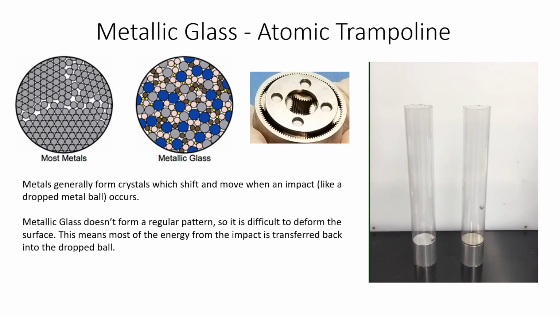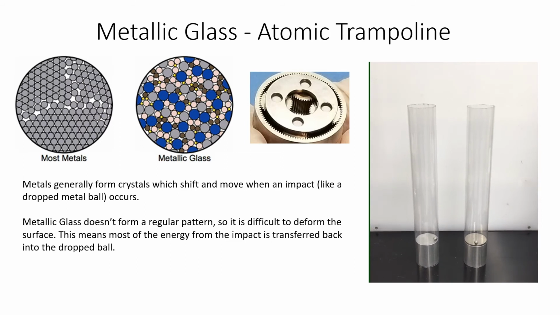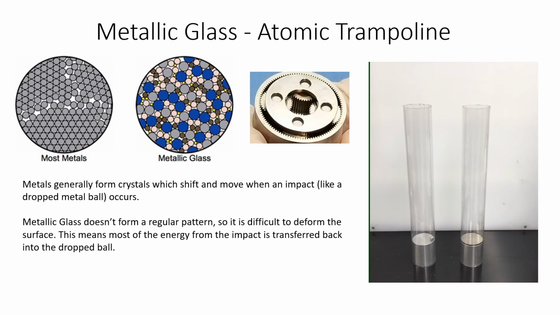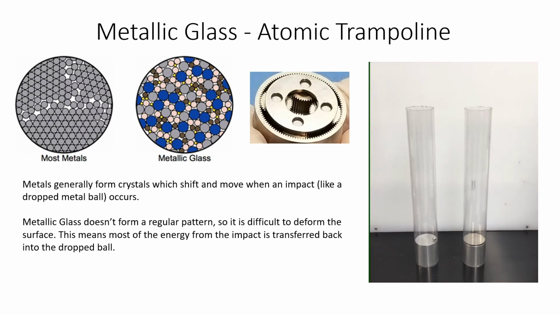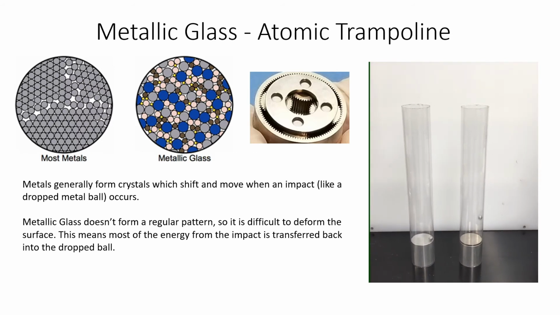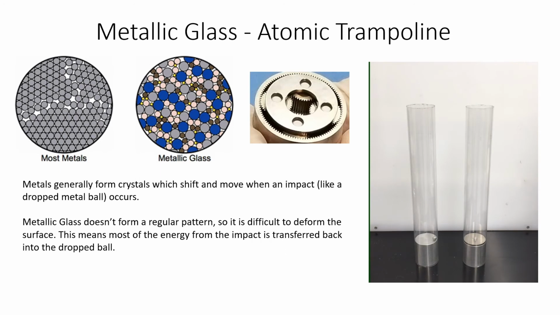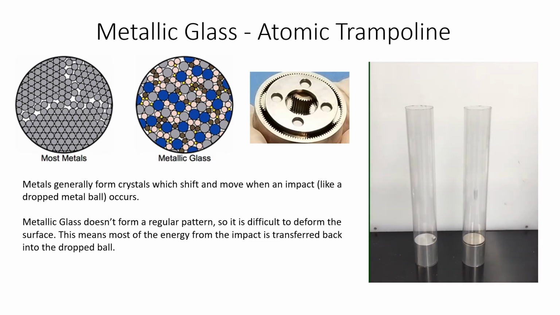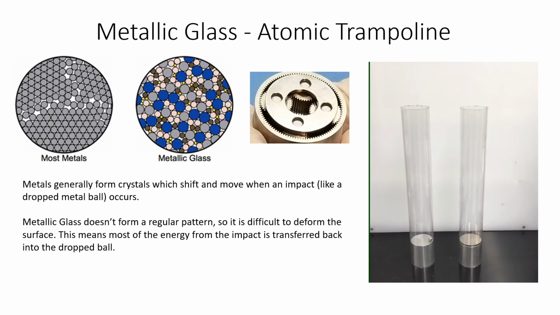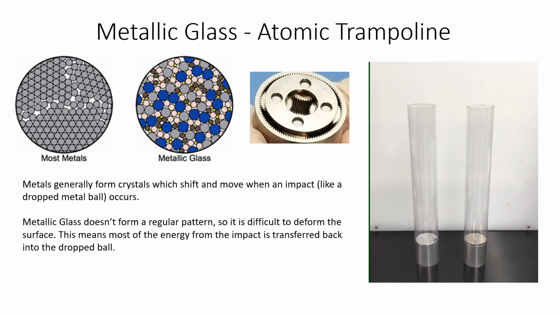For our next demonstration, we have metallic glass, the atomic trampoline. So in the tube on the left, the ball is just bouncing into a regular plate of steel. In the tube on the right, it's hitting a trampoline of metallic glass. Metals usually form crystals, which can shift and move around when there's an impact.